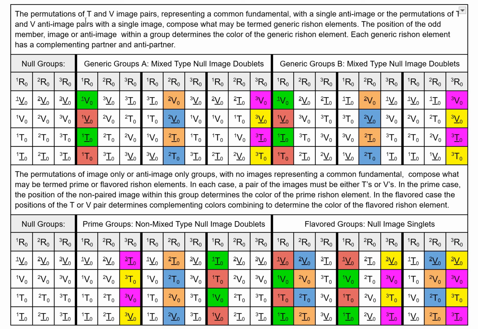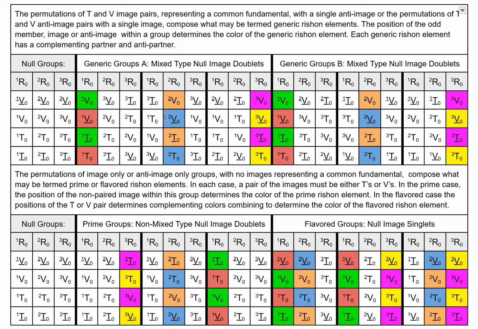The permutations of T and V image pairs. Here we have T and V image pairs representing the common fundamental. We can see the common fundamental designated by the superscripts, in this case 2, and we can see in this case 1. We can see in this case 3, and so forth, with a single anti-image. And here's a single anti-image over here, designated by the superscript 1.